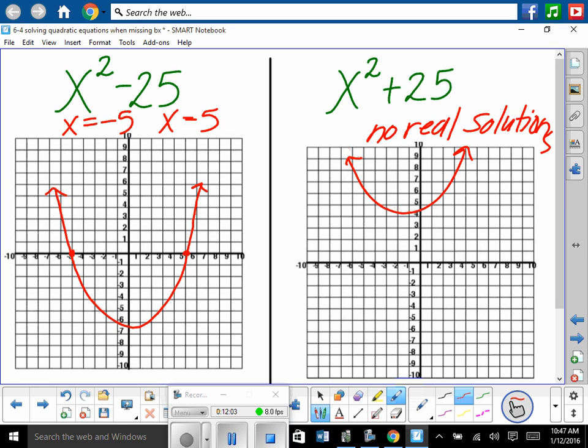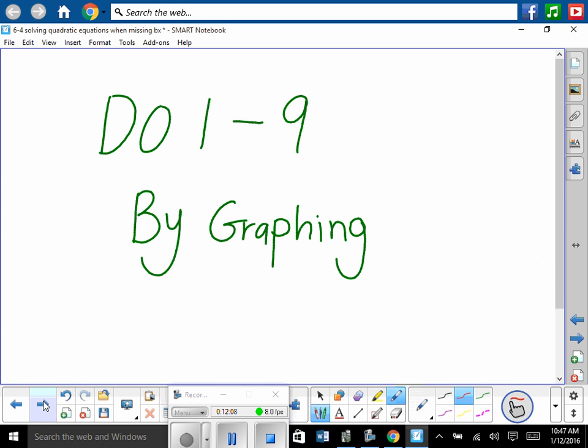Is everybody comfortable with doing it by yourself now? Yep. Okay, do 1 through 9 by graphing. Ready, set, go. And then we're going to learn how to do it algebraically, which is my ultimate fave. Ready, set, go. Hey. The harder you work, the less homework you have. First hour didn't go home with any.